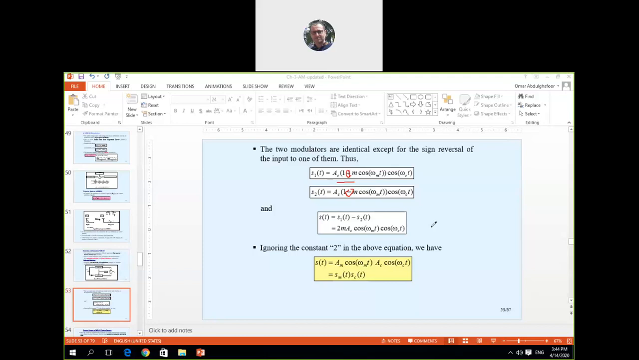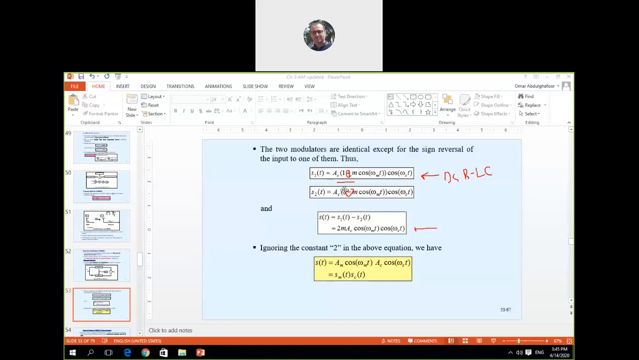You will see that we will have only 2 M A sub C cosine omega MT cosine omega CT. This one actually is full AM. If you remember, this is the general mathematical expression for double sideband large carrier.